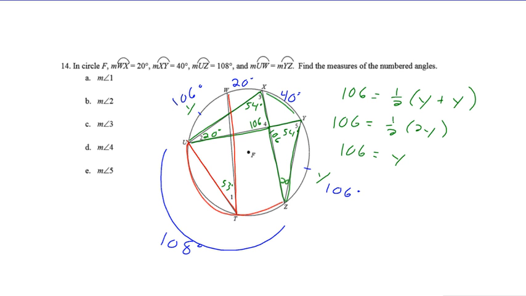So I'm just going to fill in what we know. We know angle 1 is 53, angle 2 is 20, angle 3 is 54, angle 4 is 106, angle 5 is 54.